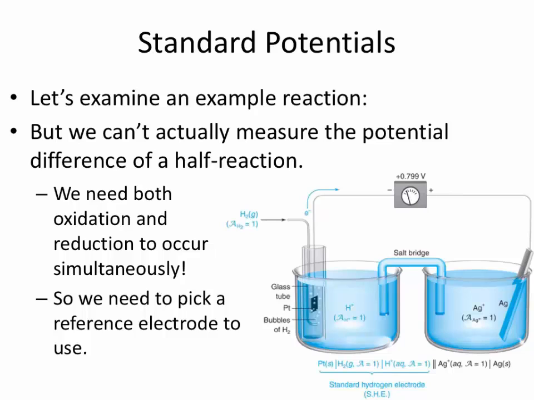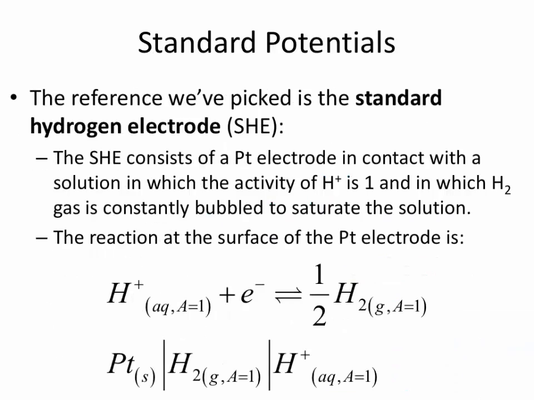But we can't actually measure the potential difference of a half reaction. We need both oxidation and reduction to occur simultaneously. And that means that we need to pick a reference electrode to use. Now, the reference electrode that we've used is the standard hydrogen electrode, which we symbolize with this capital SHE. Now, the standard hydrogen electrode consists of a platinum electrode in contact with a solution in which the activity of hydrogen ions is 1, and in which the hydrogen gas is constantly bubbled to saturate the solution.